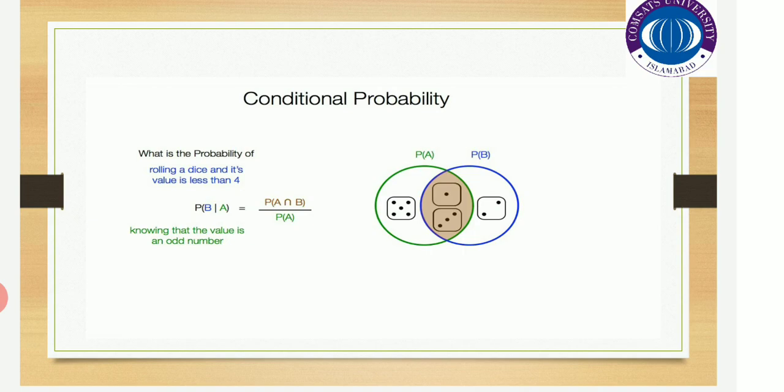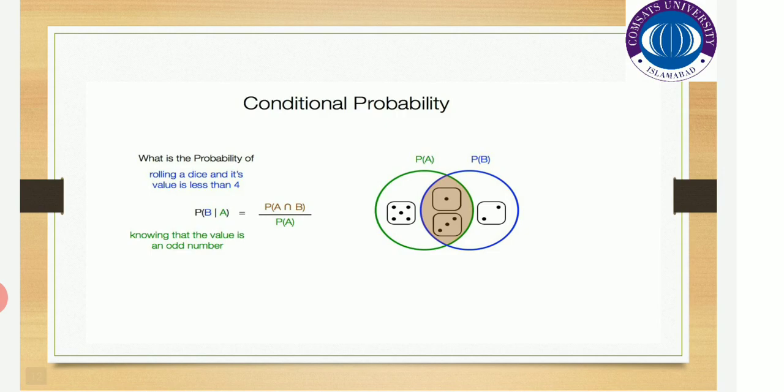So what do we know? We know that whenever we roll a die, we will get 6 outcomes: 1, 2, 3, 4, 5, 6. And we have two events here. The first one is in blue, that the outcome is less than 4. The second one is in green, that the value is an odd number. Let A represent the value as an odd number, and let B represent that the outcome is less than 4.